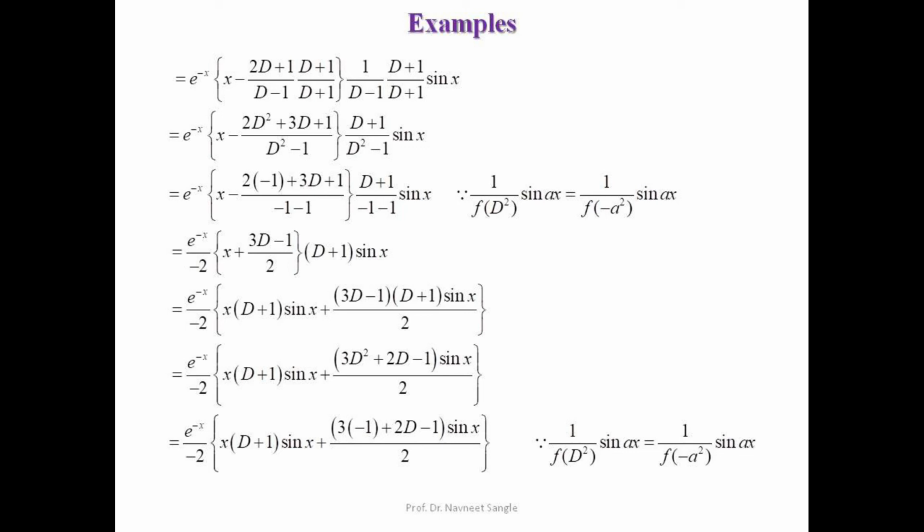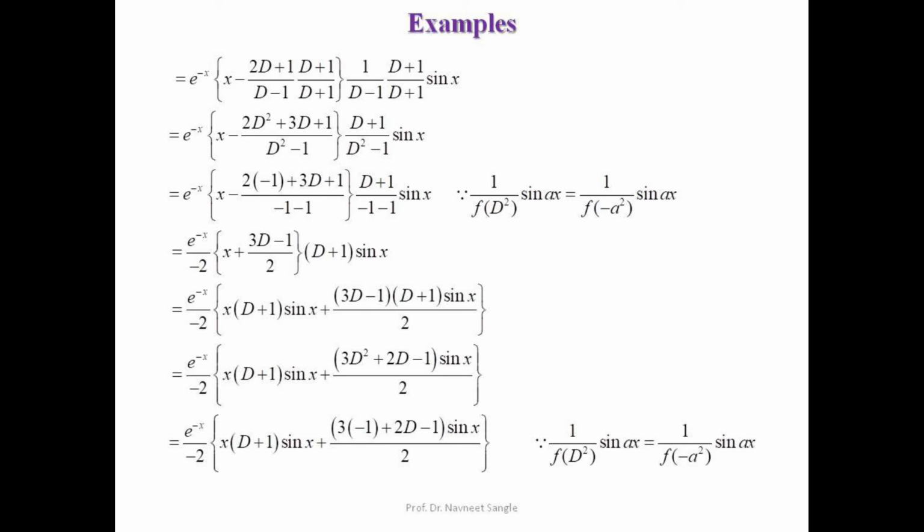Then if we try to simplify this term once again, we get this term as e raised to minus x. From the bracket term and the outside bracket term, we get minus 2 as common.